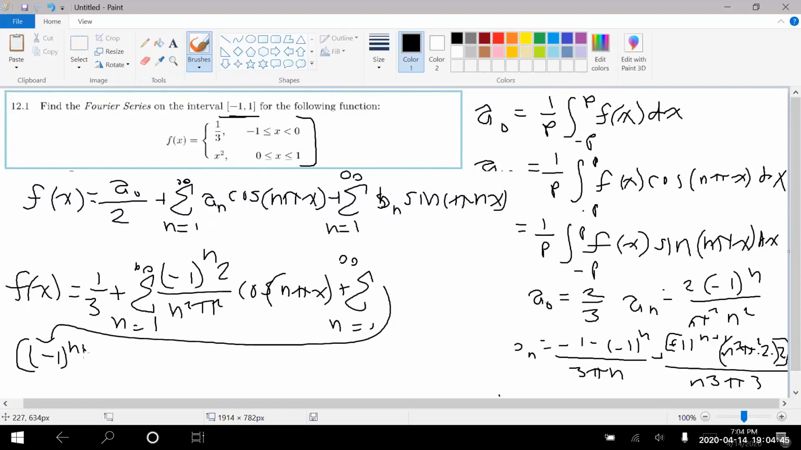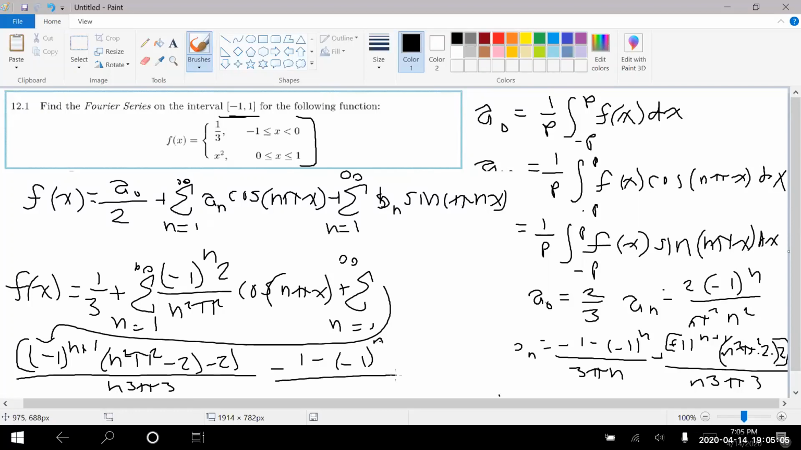Negative 1 to the n plus 1 times n squared pi squared minus 2, over n cubed pi cubed, minus 1 minus negative 1 to the n over 3n pi. It's a little bit sloppy and unorthodox here, but that is the solution. I can post a worked out version on paper, so hopefully you can follow it a little bit better, but please let me know if you have any questions on this topic.